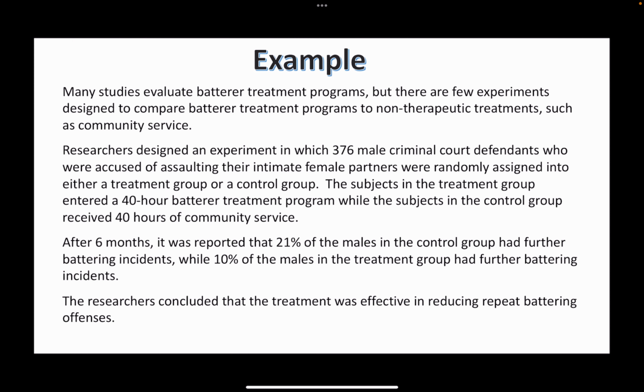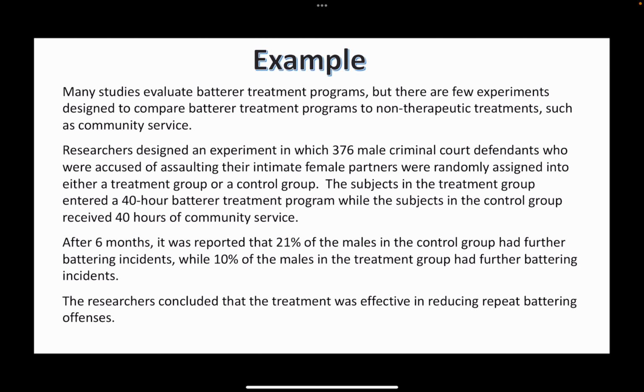So this is a batterer treatment program. We're going to figure out if a batterer treatment program is better compared to non-therapeutic treatments such as community service. So we took 376, or these researchers did.